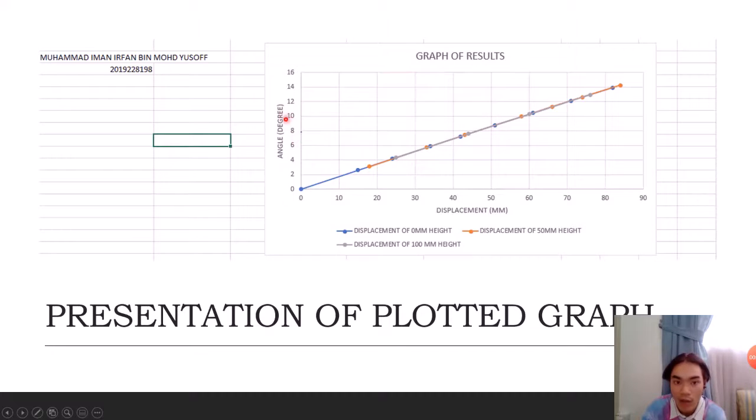where on the y-axis we have the angle in degrees, and on the x-axis is the displacement in millimeters.